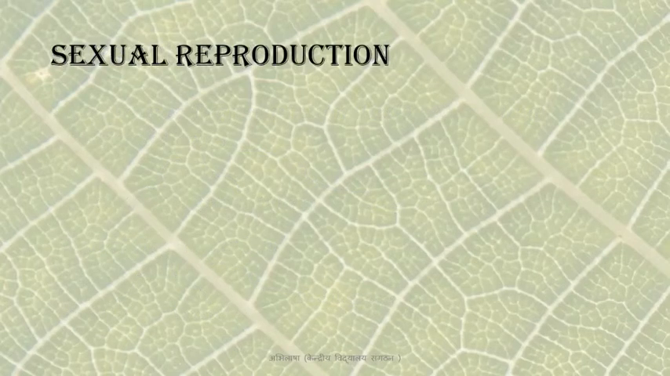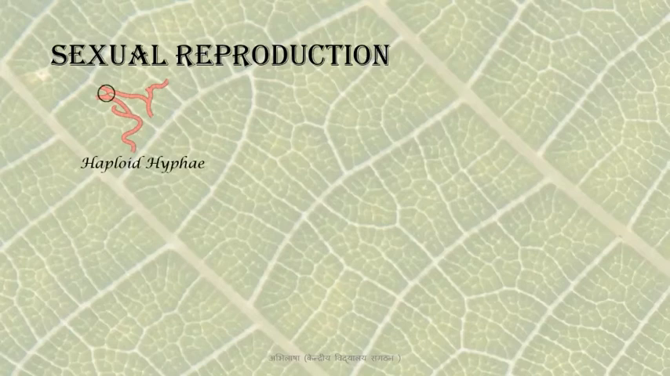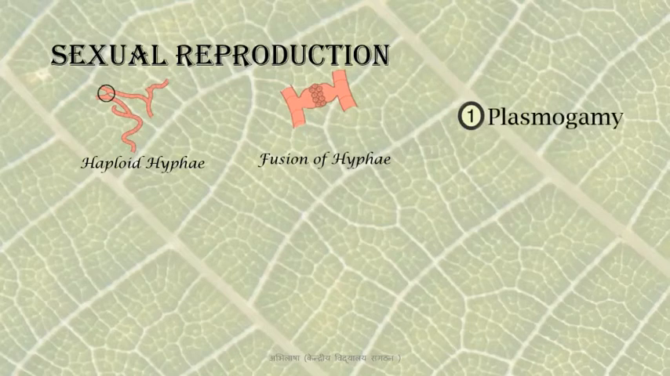In fungi, the sexual cycle comprises three steps. First, two hyphae come together and fuse. This is known as plasmogamy. Now there are two nuclei in one compartment. This is known as a dikaryon stage.